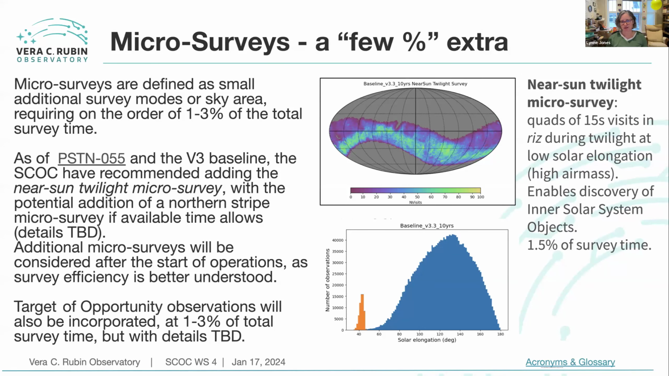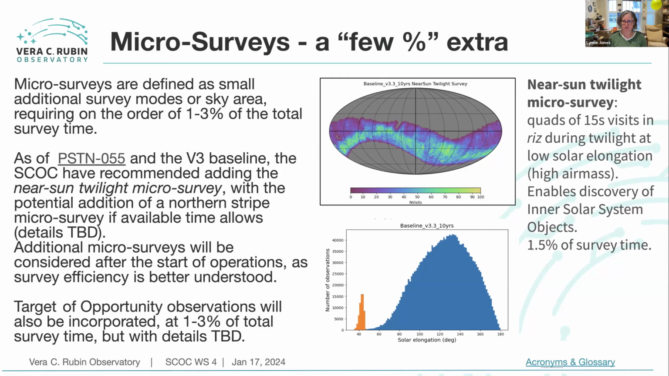And then microsurveys. You can think of this as a few percent extra. So as of the phase 2 recommendations, the SCOC recommended adding the near sun twilight microsurvey with the potential addition of a northern stripe microsurvey if time allows. Additional microsurveys will be considered after the start of operations as survey efficiency is better understood. So I think the SOC plan is to have a call for microsurvey proposals in the first year of operations. And then also target of opportunity observations. I put these in here. They are on the level of a microsurvey, but those are also a little bit special.